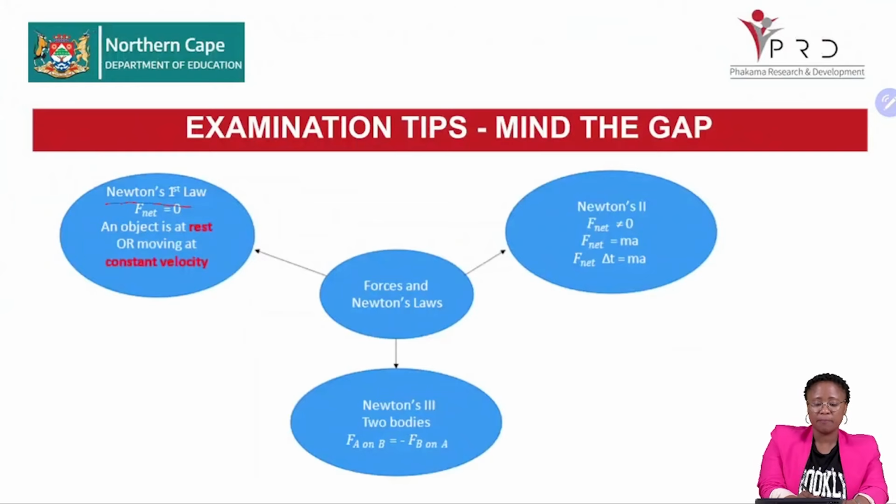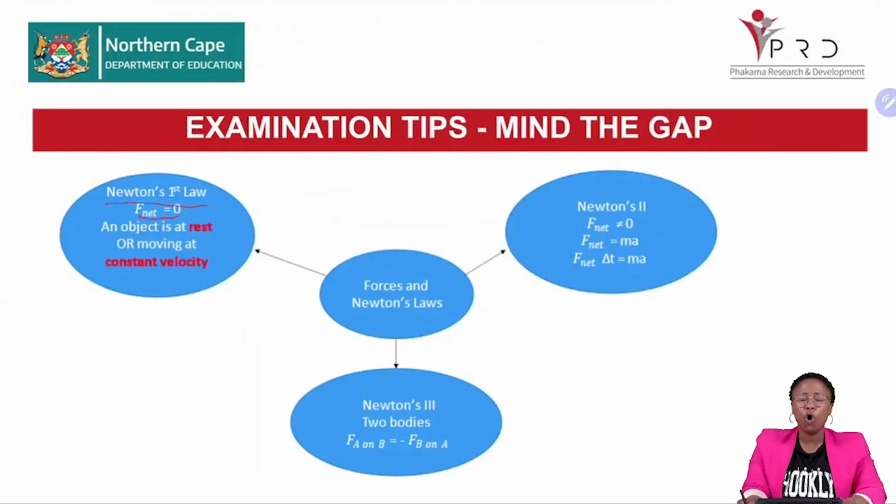What I want you to remember is Newton's first law, where F net is equal to 0. During Newton's first law, an object is either at rest or moving at constant velocity. So when you see the words at rest or moving at constant velocity, you know that you are dealing with Newton's first law. In Newton's second law, F net cannot be equal to 0 because the object is moving and is not moving at constant what? Acceleration. So F net cannot be 0.